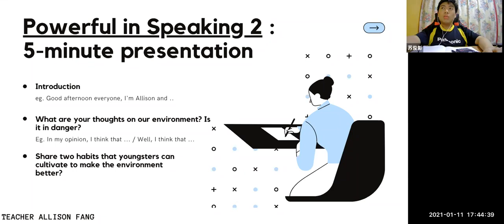Good evening, everyone. I am Su Jun Zhang, and you can call me Su. In my opinion about the question, I think that the environment right now is in danger because of global warming and the habits of the citizens, like throwing garbage on the sideways or in the river and burning down the trees, etc. And the two habits that youngsters can cultivate to make the environment better is to have the habit of throwing their trash into the garbage can.